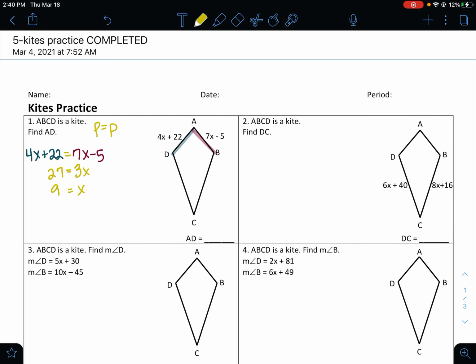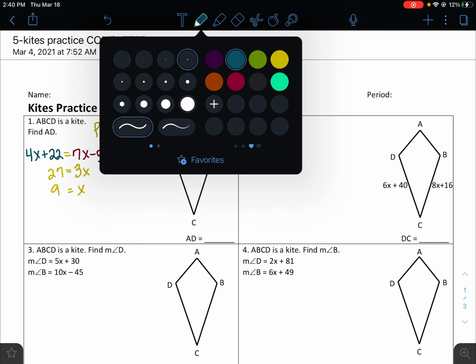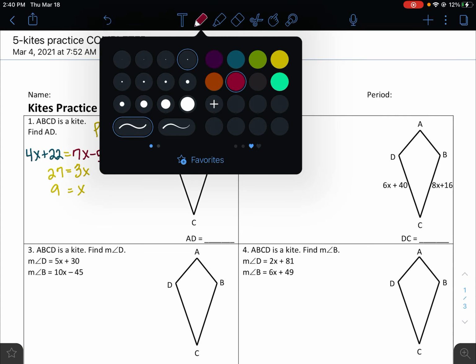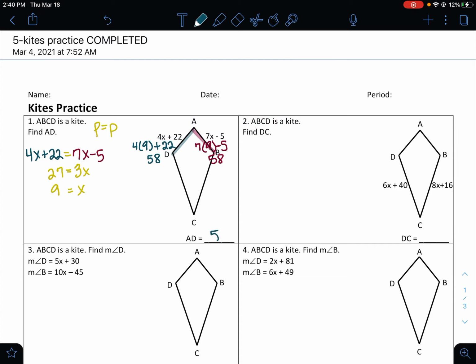Plug it back in. So we're going to plug it back in over here. That's going to be 4 times 9 plus 22, and that will equal 58. No, it's not degrees. This is not an angles problem. Then over here we have 7 times 9 minus 5, which also equals 58. And AD, which is the blue side, but it doesn't matter because they're both equal, is simply 58. All right, so go ahead and try number 2, just like number 1.